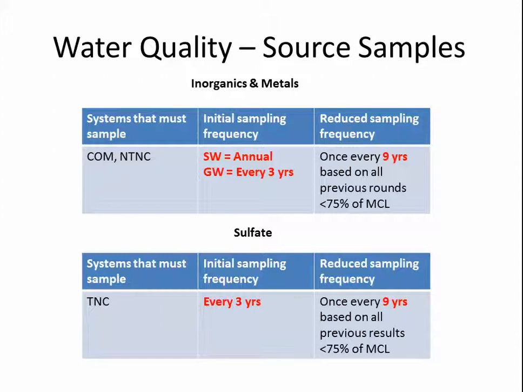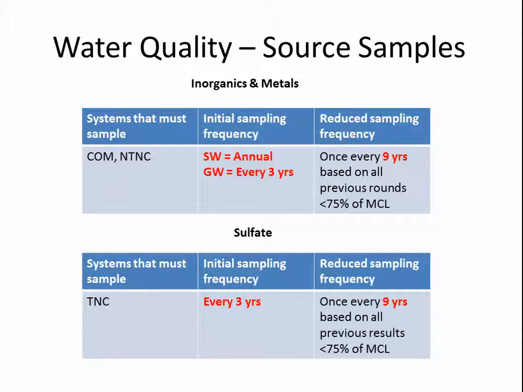Inorganics and metals. Systems that have to sample are community and non-transient non-community. Initially, surface water systems sample yearly and groundwater systems sample every 3 years. And that can be reduced to once every 9 years based on all of the previous rounds, everything being less than 75% of the MCL.